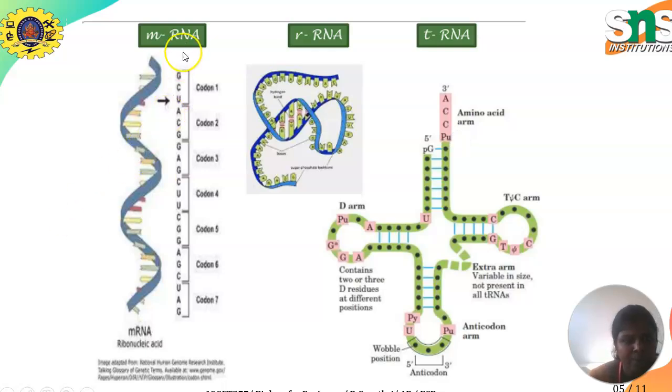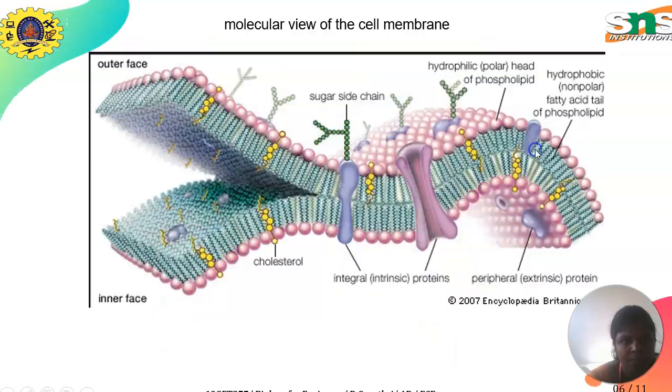Coming to the types of RNA: mRNA, which is messenger RNA, rRNA, which is ribosomal RNA, and tRNA, which represents transfer RNA. This represents the structure of RNA.